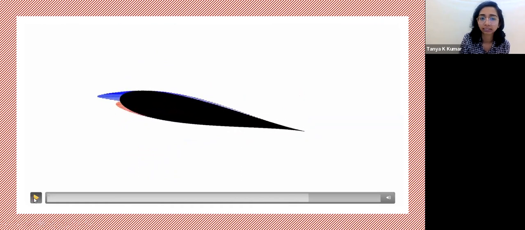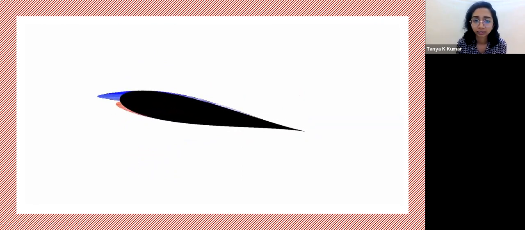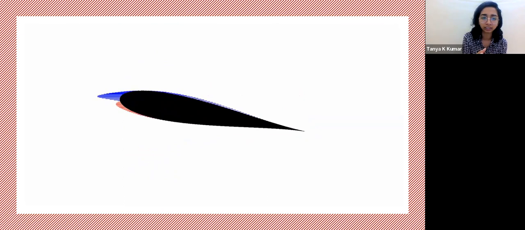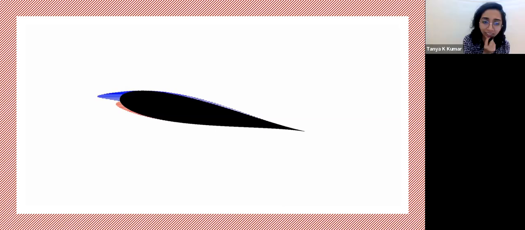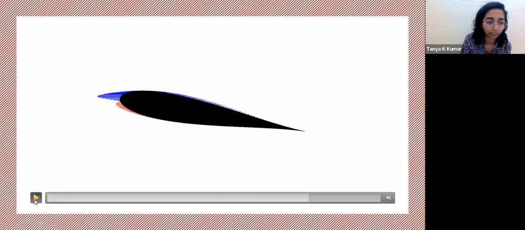And what is this? Okay, normal force and CL were more or less the same pattern. Any guesses as to what this is? It shows drag. Yes, it is the drag. Drag with change in angle of attack.